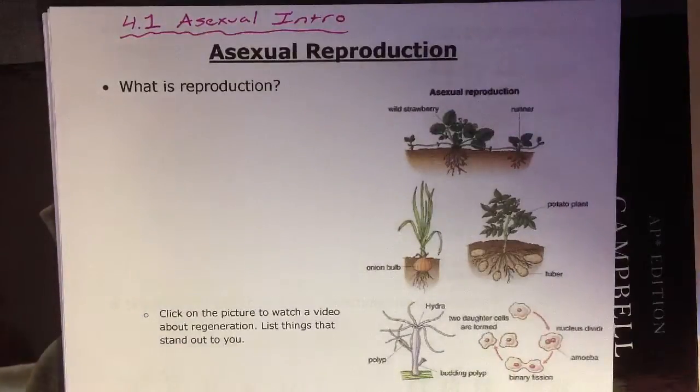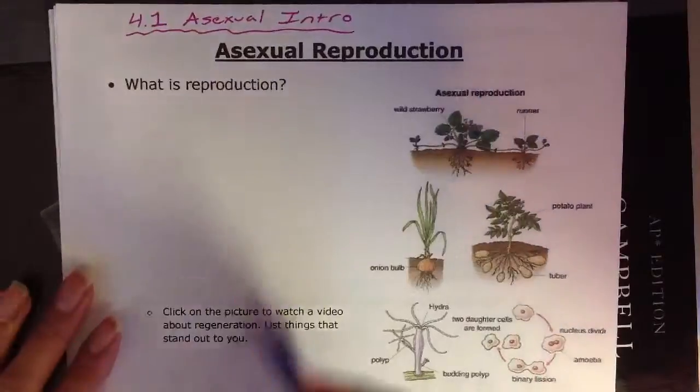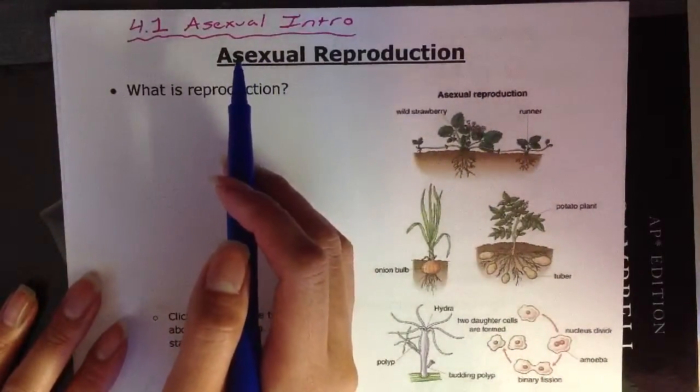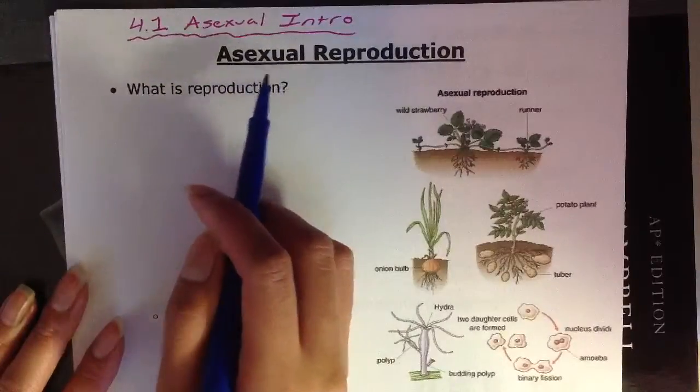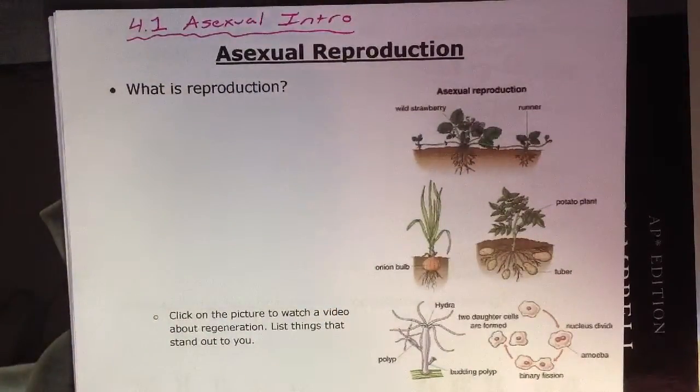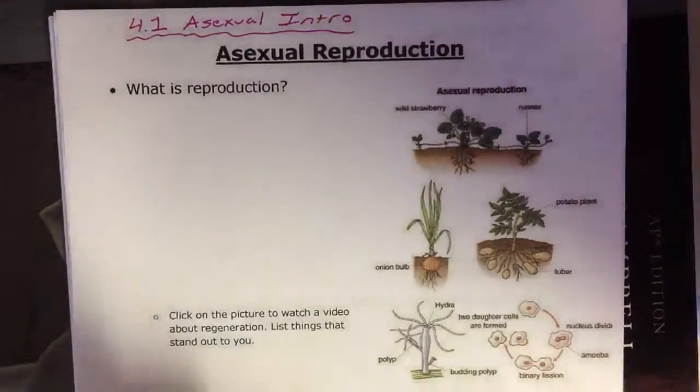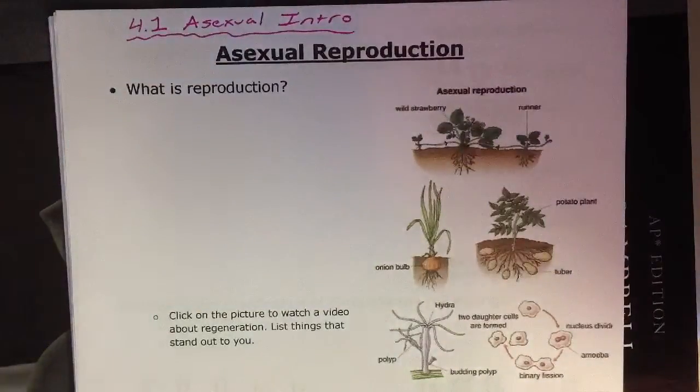So we're starting on our newest unit, which is about reproduction. And when we first talk about reproduction, we do have to remember that there are two different types. There is asexual reproduction, which a lot of times we can forget about, and also there's sexual reproduction, which is what we're used to thinking of as producing more organisms.